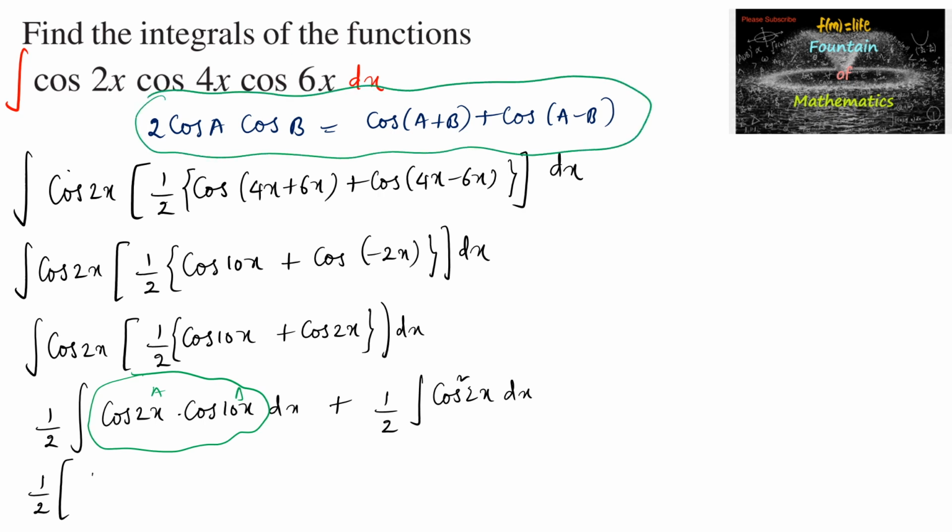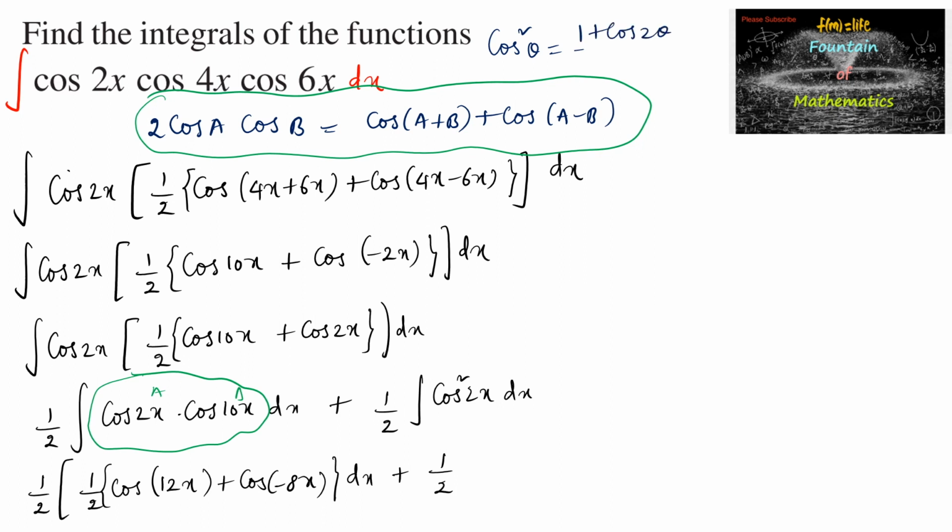So I can write 1 by 2 times the integral of cos 12x plus cos 8x... (cos 2x plus 10x is 12x, and cos 2x minus 10x is minus 8x) dx, plus again 1 by 2 times the integral of, and we know the property cos square theta is equal to (1 plus cos 2 theta) upon 2. So we can apply here the integral of (1 plus cos 2 into 2x, that is 4x) divided by 2, whole dx.